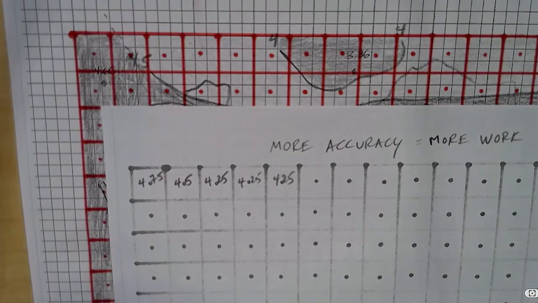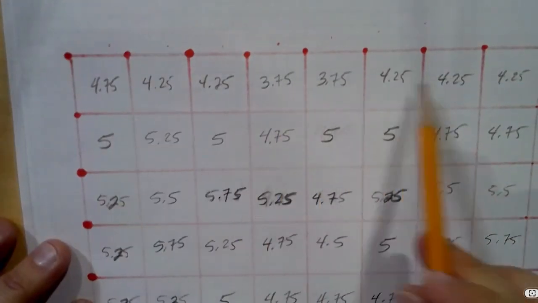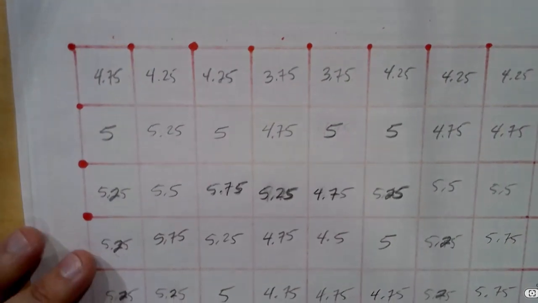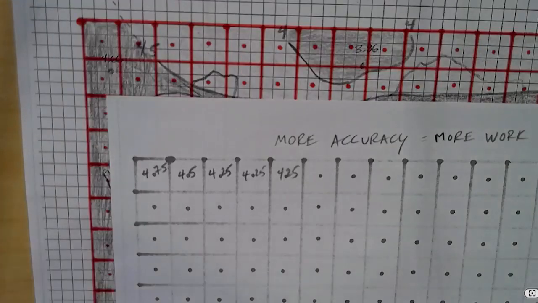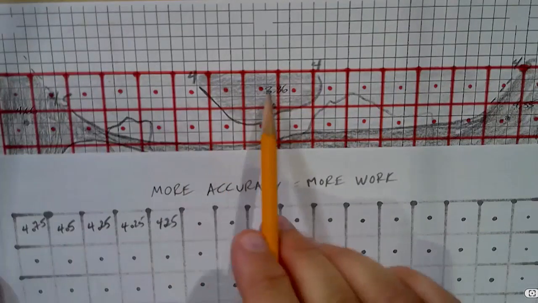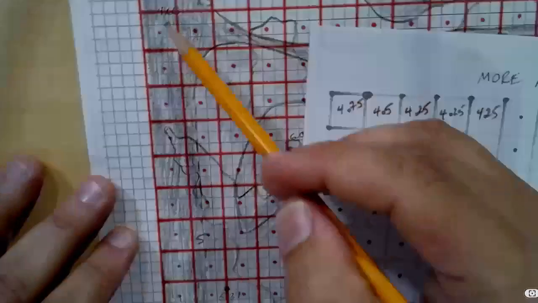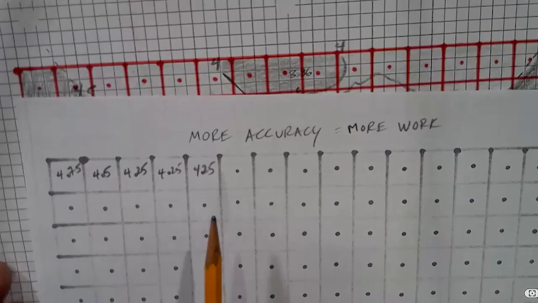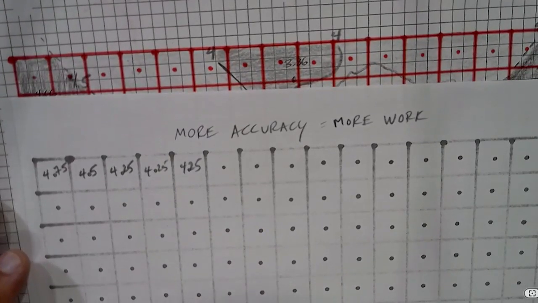For example, in the previous version, we had 9 by 6, which is 54 units to calculate, whereas here I have 16 by 10, which is 160 measurements to make. So I will have much more detailed information, but it's going to take me a longer time to do so.